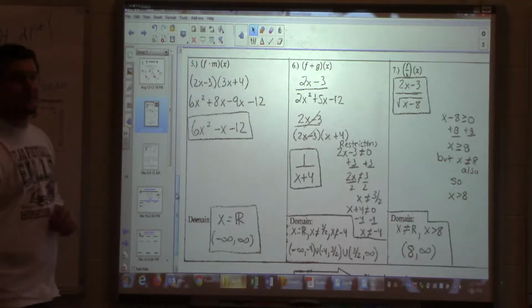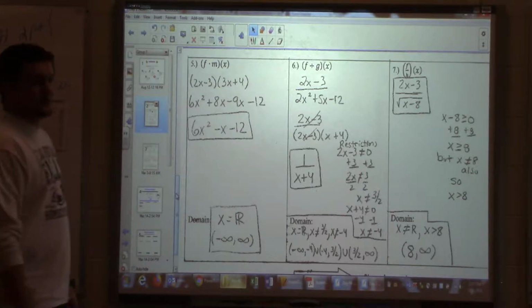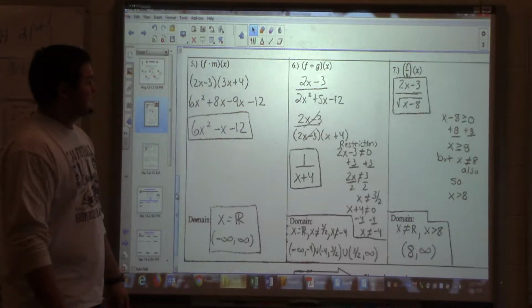Questions on 5, 6, or 7? Nope. Right? 6 is tough, right? It's got more than one restriction, so it's going to have more than one union. Jalen, what's your question? Where did you get all those restrictions?